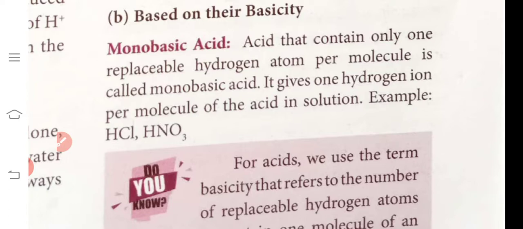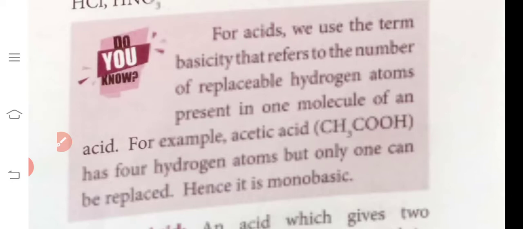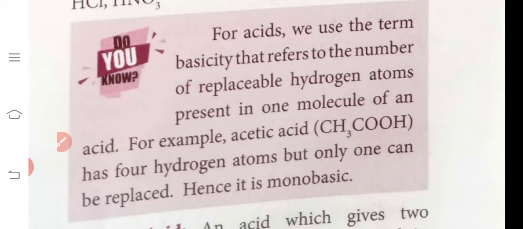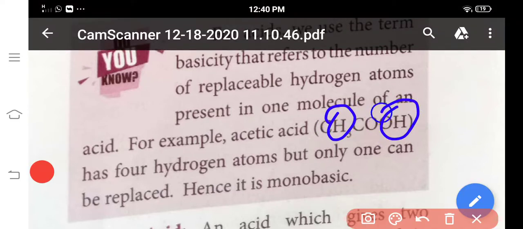Examples are HCl and HNO3. For acids, we use the term basicity, which refers to the number of replaceable hydrogen atoms present in one molecule of an acid. For example, acetic acid CH3COOH has 4 hydrogen atoms, but only one is replaceable, so it is monobasic. Here are 3 hydrogen atoms, and here 1 hydrogen atom, but the replaceable one is only 1.